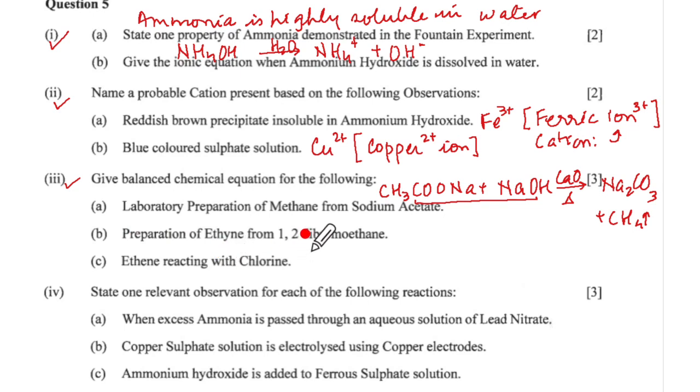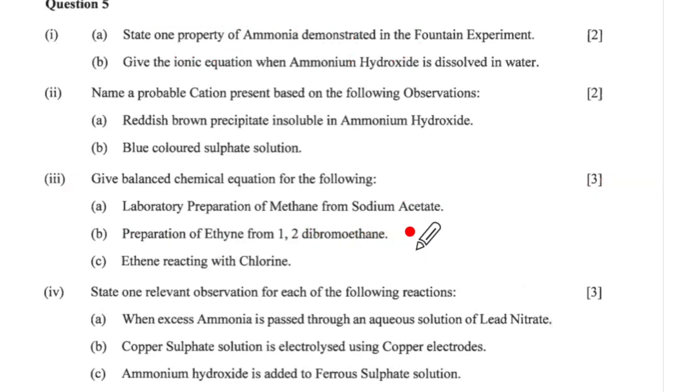Preparation of ethyne from 1,2-dibromoethane. 1,2-dibromoethane, we will write it like this with Br here and Br here. There will be one hydrogen here and here, one hydrogen here and here. And I'm going to take 2KOH alcoholic and I'm going to boil.